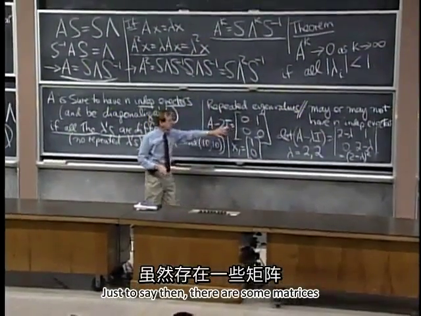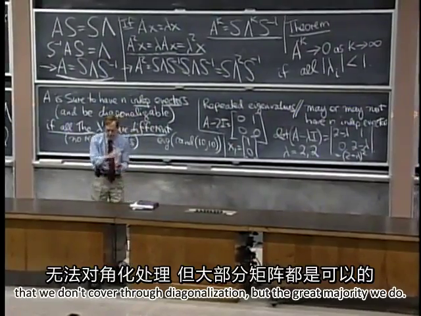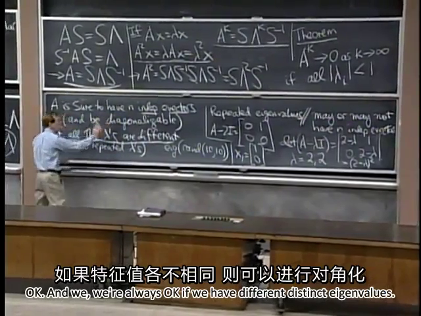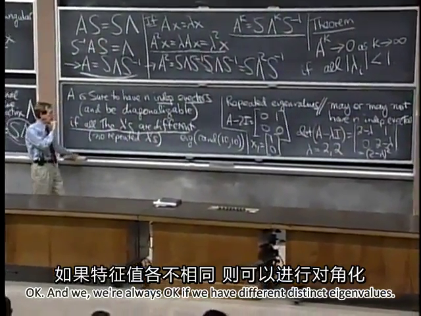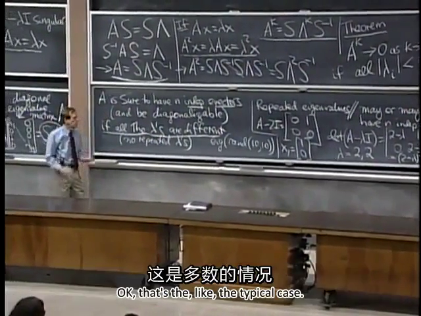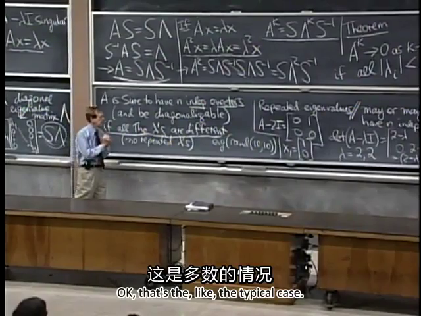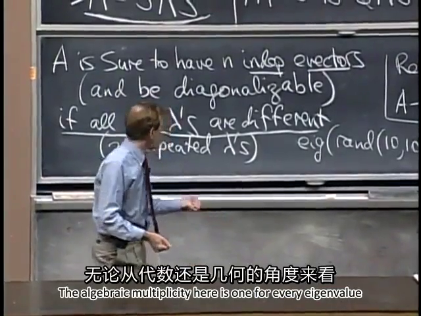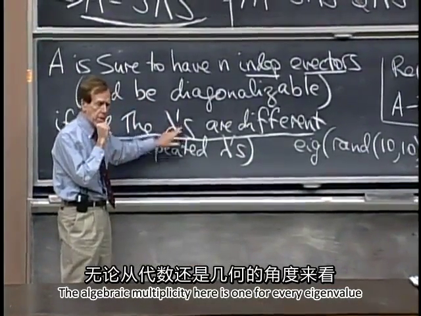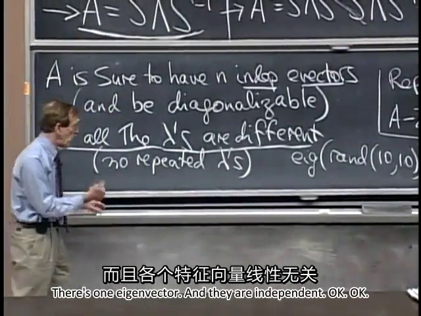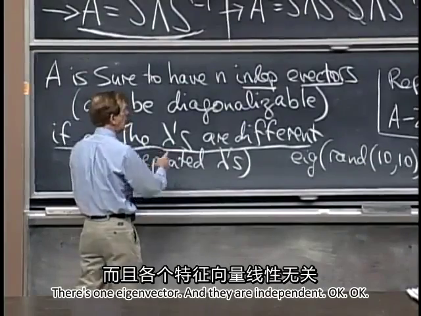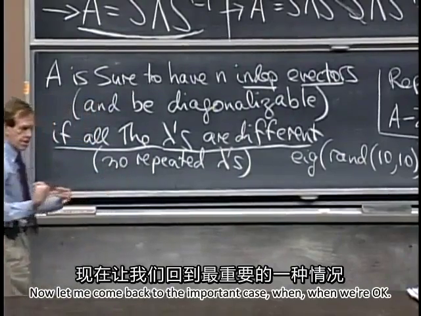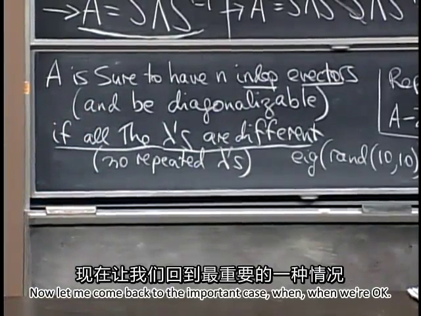There are some matrices that we don't cover through diagonalization, but the great majority we do. And we're always okay if we have distinct eigenvalues. Okay, that's the typical case. Because for each eigenvalue, there's at least one eigenvector. The algebraic multiplicity here is 1 for every eigenvalue, and the geometric multiplicity is 1. There's one eigenvector, and they are independent. Okay. Now, let me come back to the important case when we're okay.